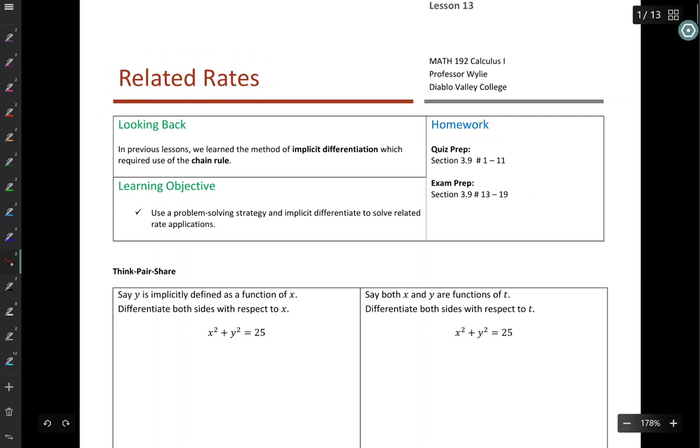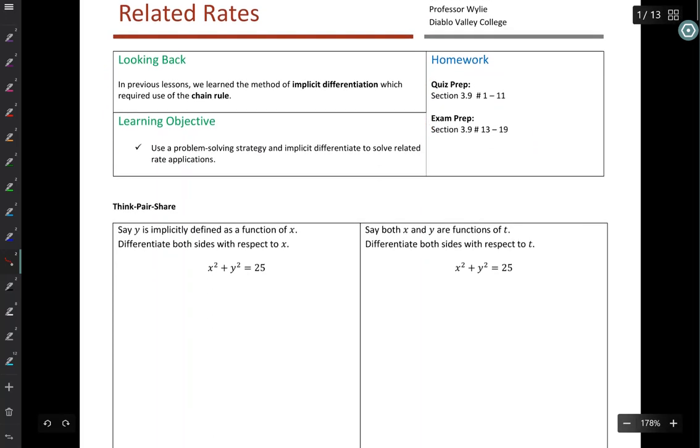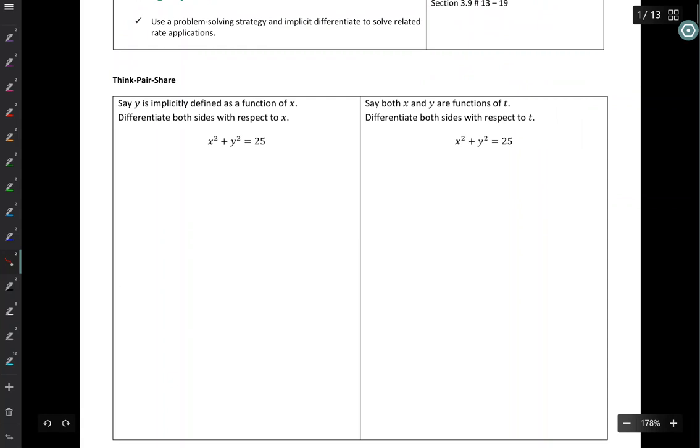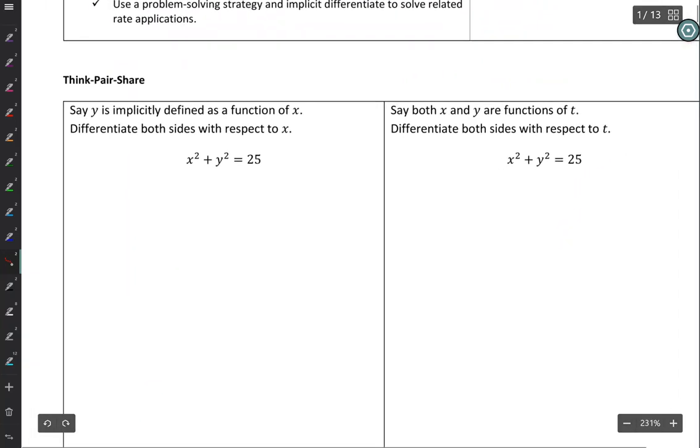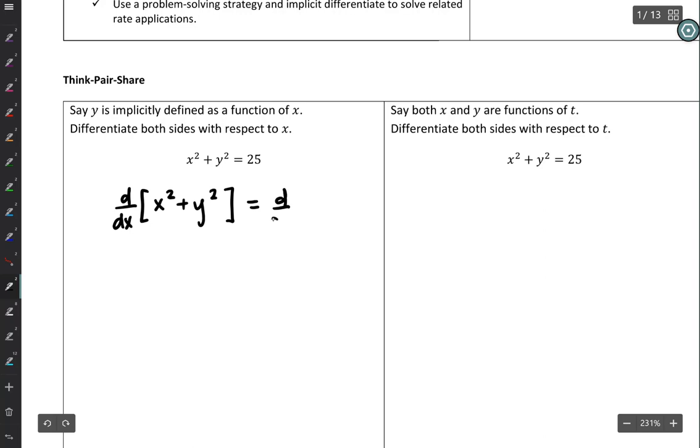Here are some recommended problems to try, and let's just start with this warm-up. So say y is implicitly defined as a function of x, meaning y depends on x. I want to differentiate both sides of this equation with respect to x. I'm going to take the derivative with respect to x of the left-hand side, and I'm going to take the derivative with respect to x of the right-hand side.